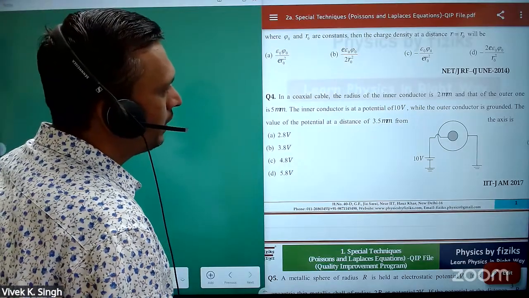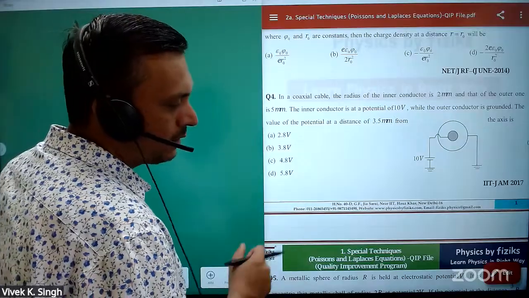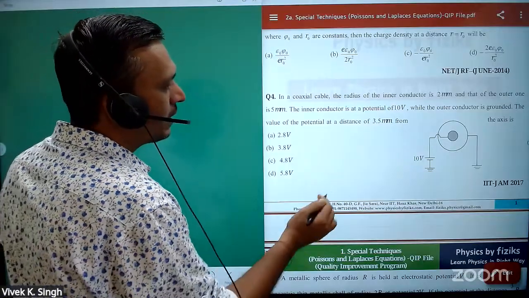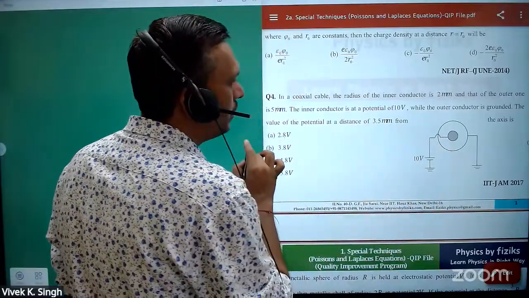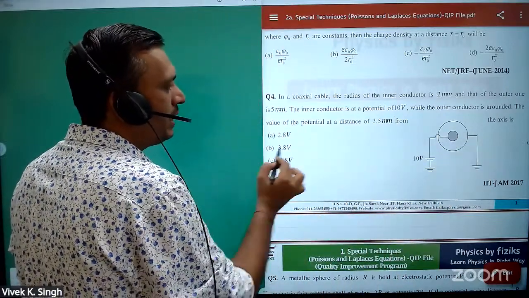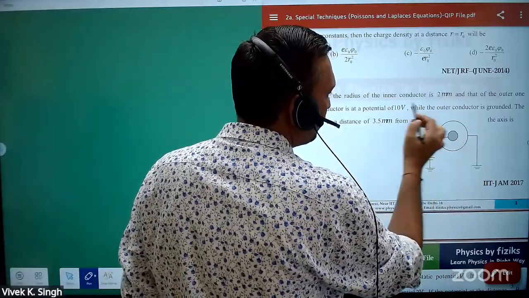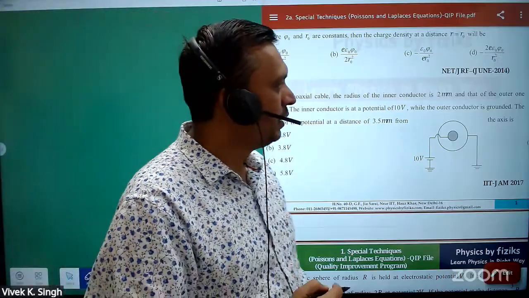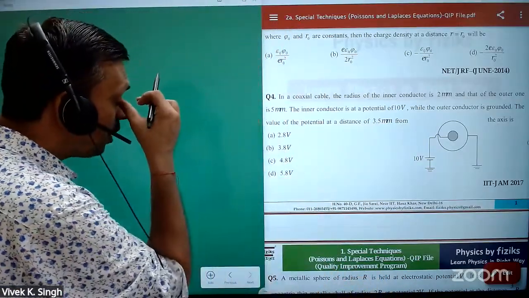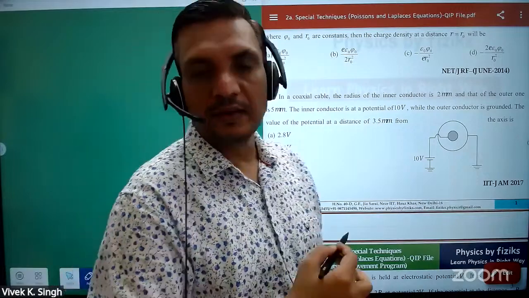So in this question, in a coaxial cable, the radius of the inner conductor is 2 millimeter and that of the outer one is 5 millimeter. The inner conductor is at potential 10 volt, while the outer one is grounded. The value of the potential at a distance 3.5 mm, greater than 2 mm and less than 5 mm, is to be found. It's a charge free region, so you have to apply the Laplace equation and solve it in cylindrical coordinate system, because a coaxial cable has cylindrical symmetry.